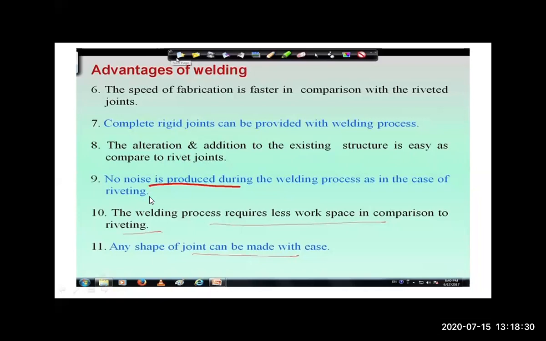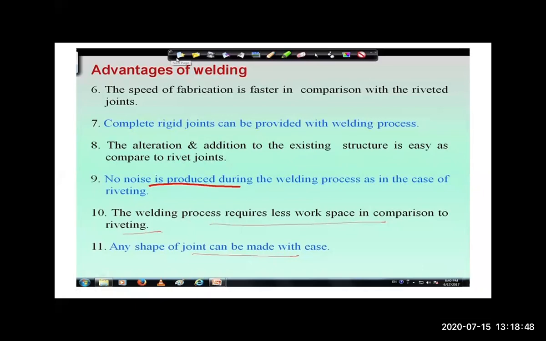Then point number 9, the ninth advantage, is that no noise is produced during the welding process, as in the case of riveting. So if we have to provide a rivet, then what do we have to do?